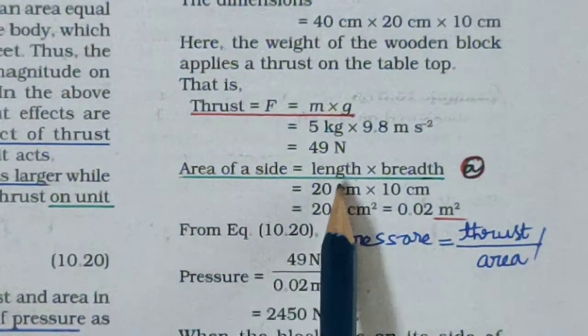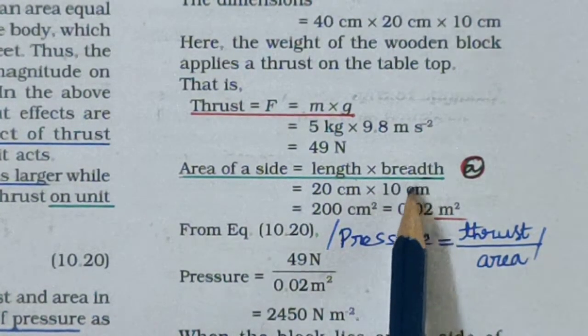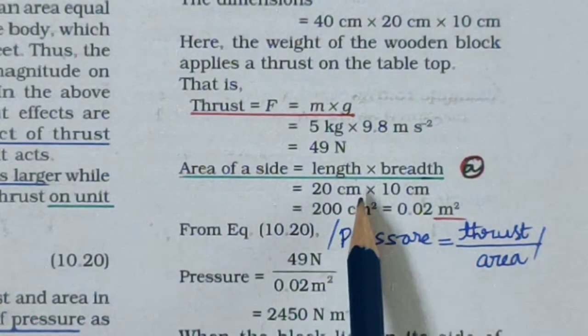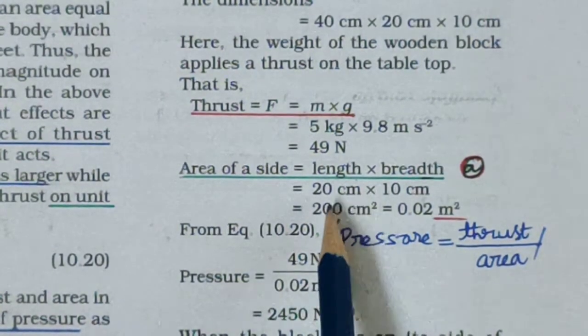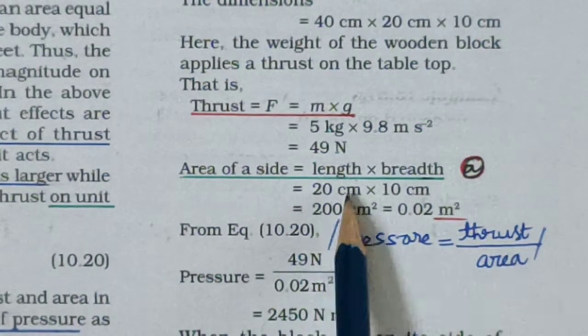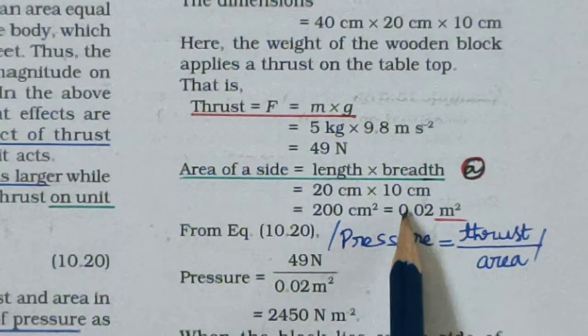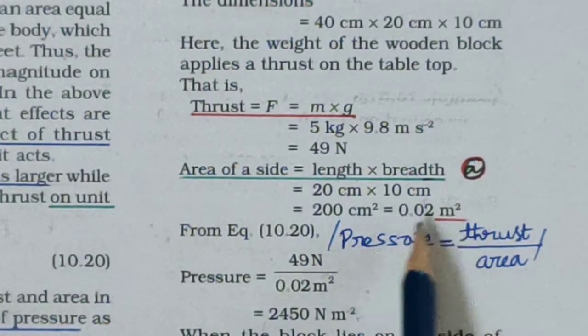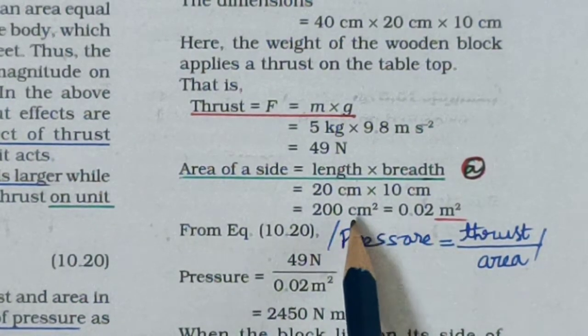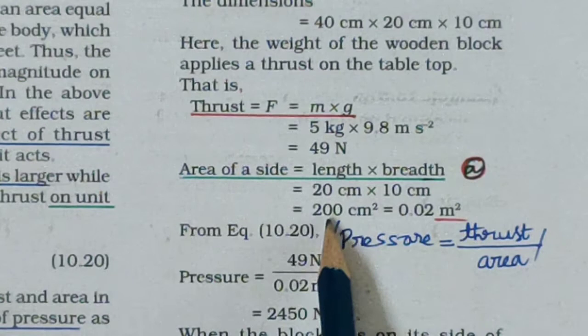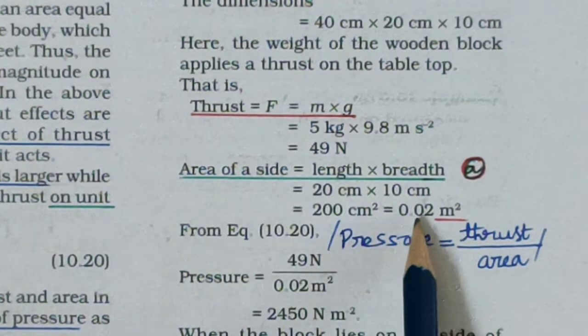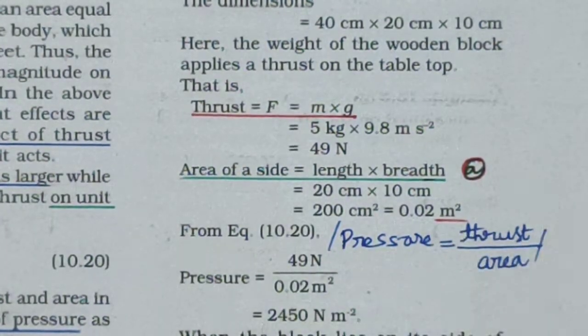Area of a side is equal to length into breadth. In the first case, the side which is making contact with the table has length 20 centimeters and breadth 10 centimeters, that is 200 centimeters square. We need to convert that into meters square. When it is centimeters, divide by 100 into 100. When you divide by 100 into 100, this gives 0.02 meters square.